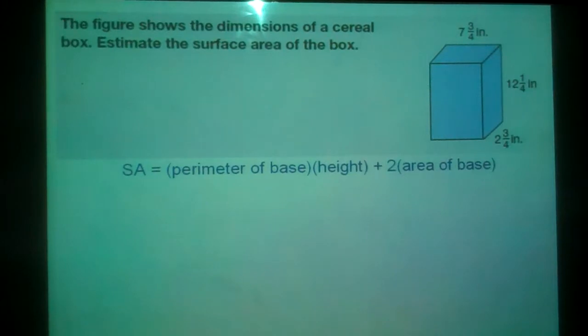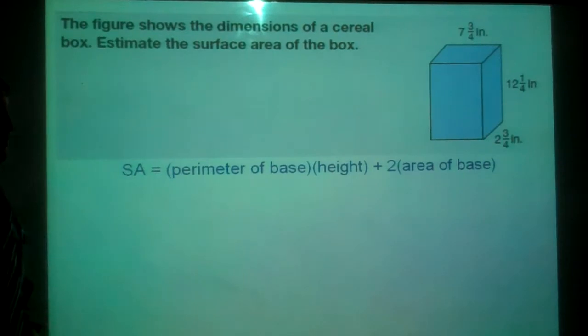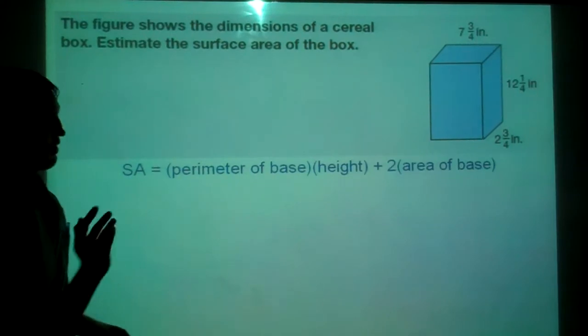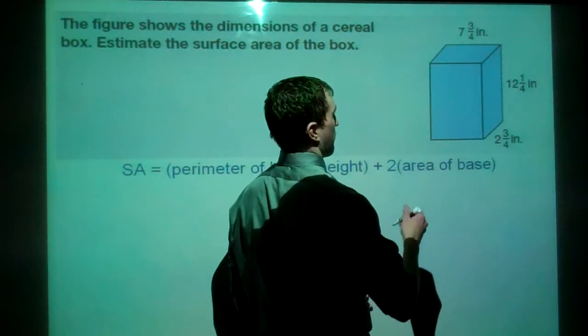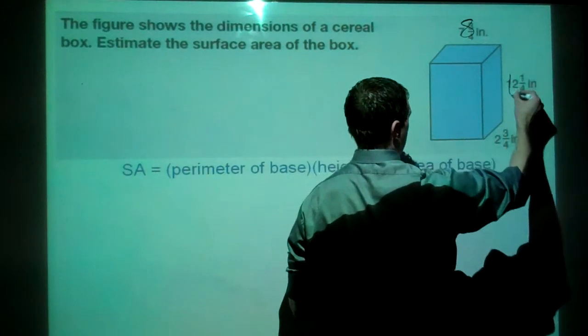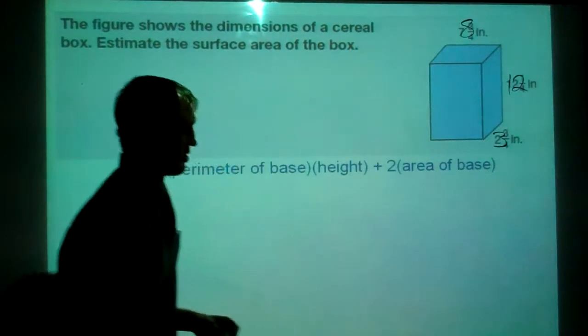Now, here would be one where we want to use the formula for sure. Because we don't have a nice cube, basically. We have different side lengths. And this one says that we can estimate the surface area of the box, which is helpful because we can round up these mixed numbers. So 7 3/4, that rounds up to 8 inches. 12 1/4, that's going to stay at 12 inches. And 2 3/4 is going to round to 3 inches.